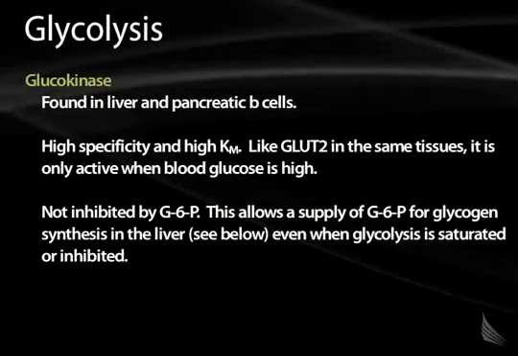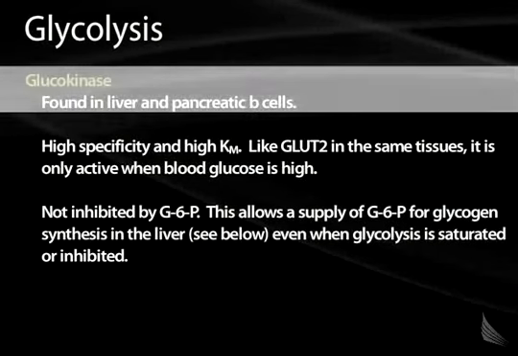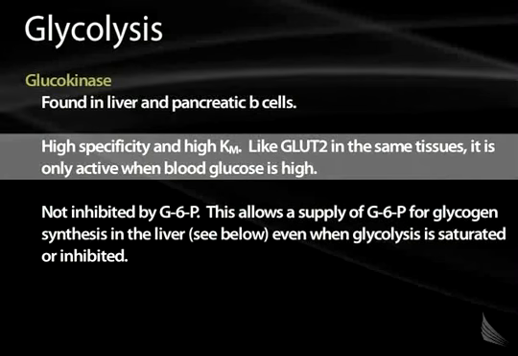Glucokinase does exactly the same enzymatic reaction, but it's only found in liver and pancreatic beta cells. Now this has high specificity for glucose, unlike hexokinase, and has a high Km. And this is very similar to, remember, the GLUT2 transporter that's also found in the liver and in the pancreatic beta cells. And like GLUT2, the glucokinase is only active when the blood glucose is high.